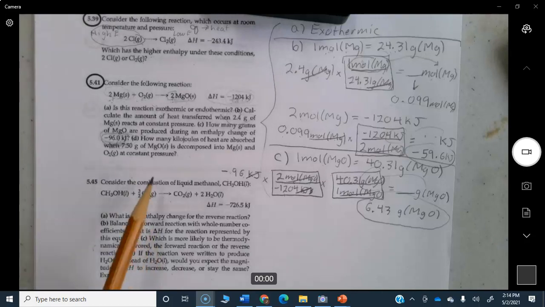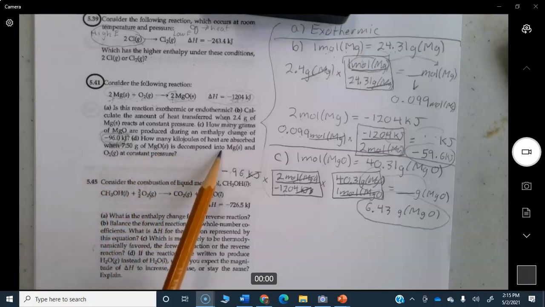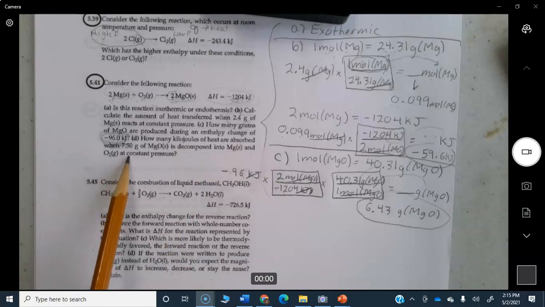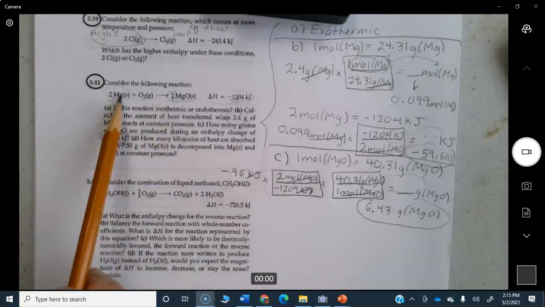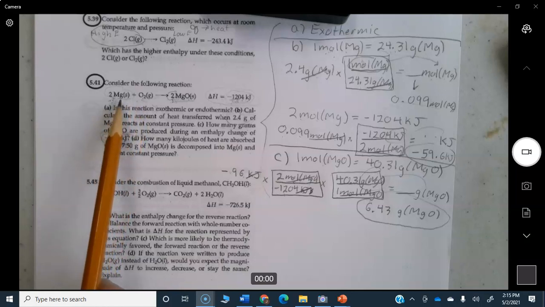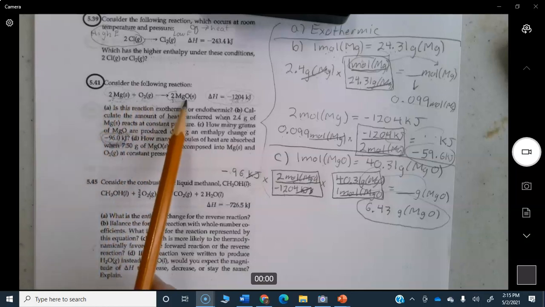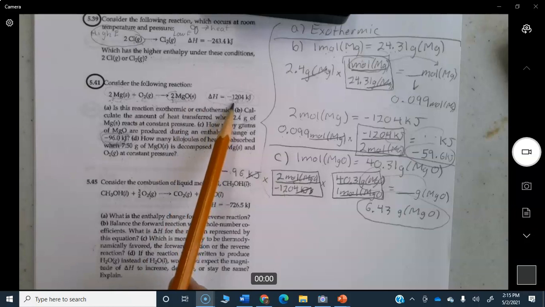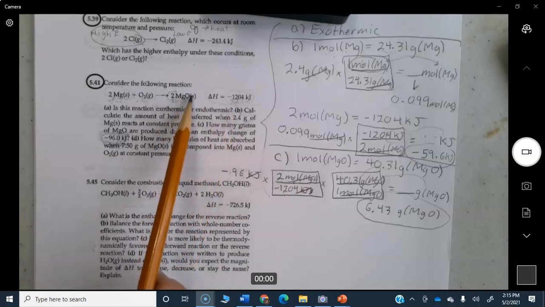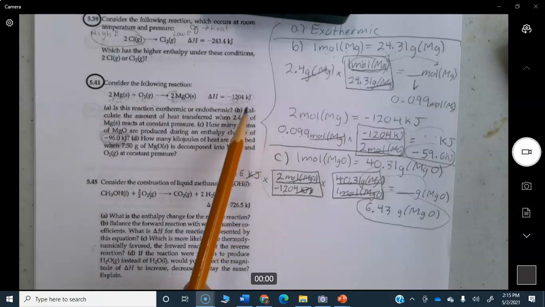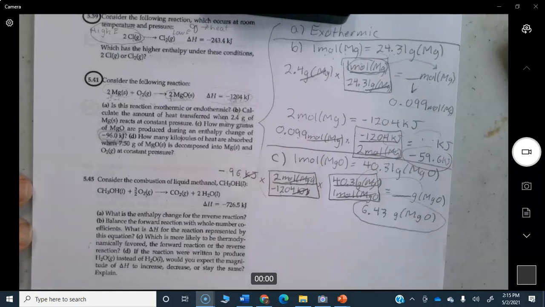Okay, D. How many kilojoules of heat are absorbed when 7.5 grams of MgO is decomposed into Mg and O2 at constant pressure? So they're running the reaction backwards. If when you run the reaction in this direction from Mg plus O2 to MgO, it gives off heat, then in order to go in the opposite direction to break this up into this and this, it has to absorb heat. So that's what they're asking. So it's just to see that you know how to deal with the equation going in the other direction. Okay, so let's set that up.